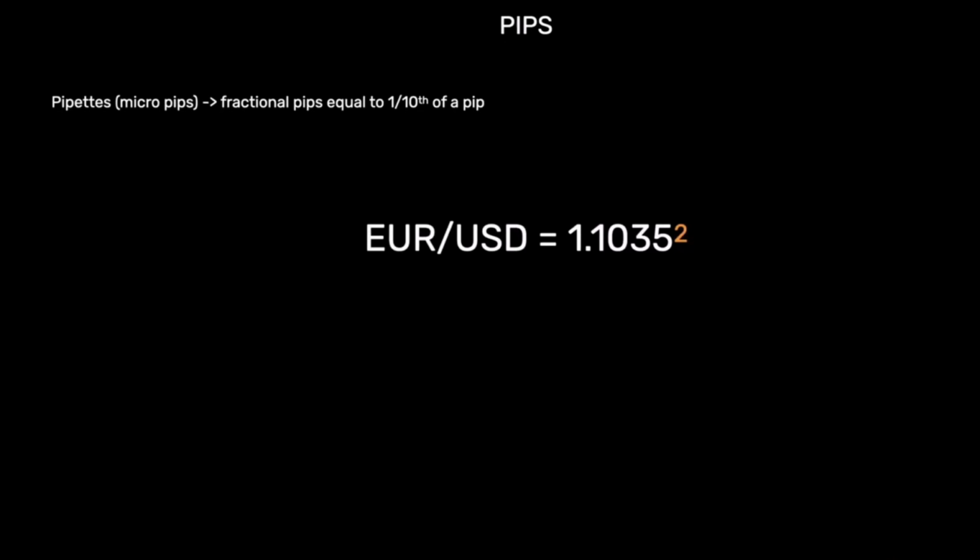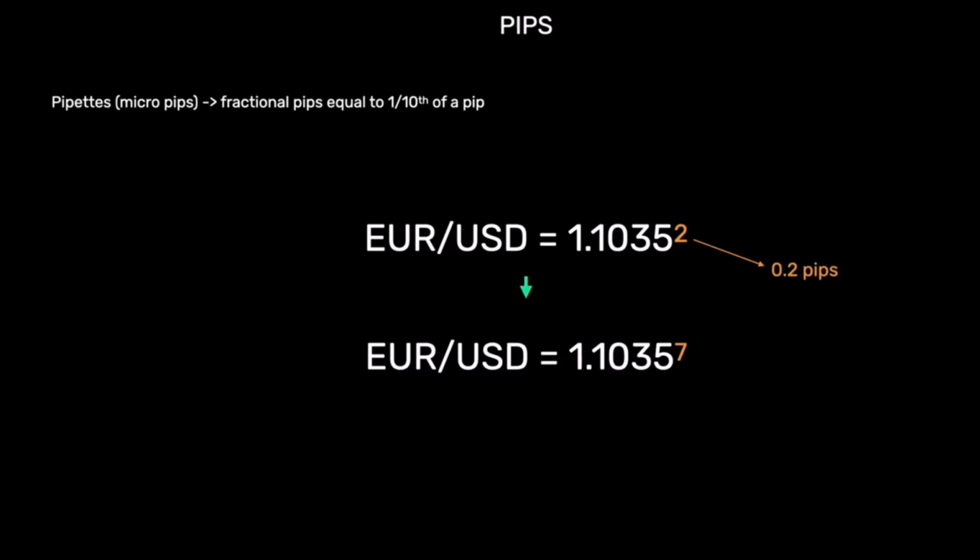So if euro-dollar was quoted at 1.10352, then the 5th decimal place, which is usually visually displayed as a smaller number, that is the pipette, right? And in this case, that would be equal to 0.2 pips. And then if euro-dollar was then quoted at 1.10357, that would be an increase of half a pip.